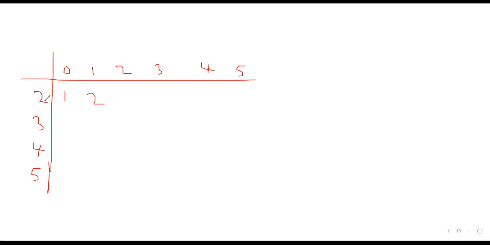2 to the power 1 is 2. 2 to the power 2 is 4. Right? 2 to the power 3 is 8. 2 to the power 4 is 16. 2 to the power 5 is 32.